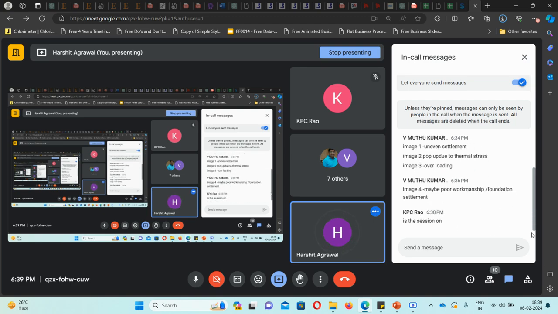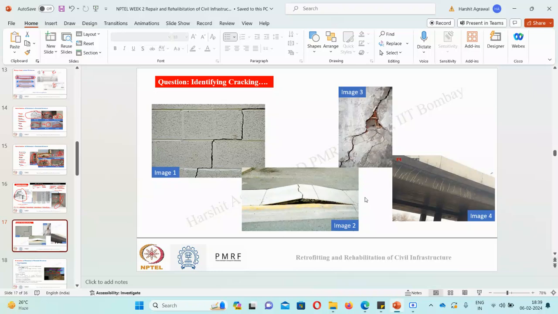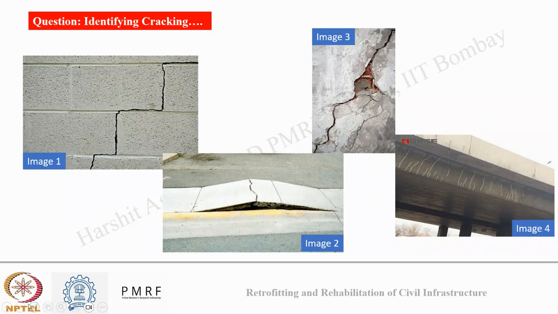Okay, so let's see one by one. So in image one, we can see step cracking. So these are step cracks, and these cracks mainly happen due to foundation settlement, which can be due to differential settlement also.